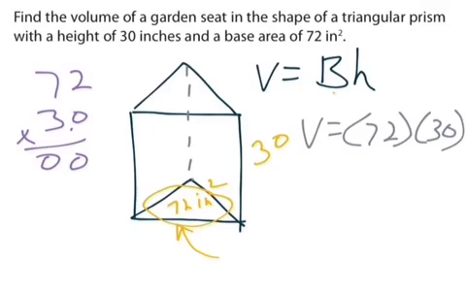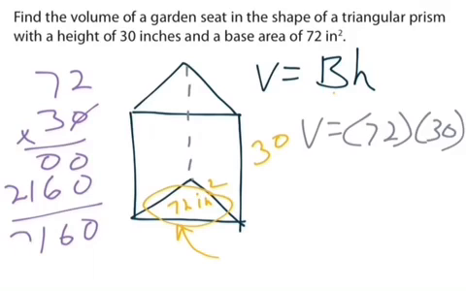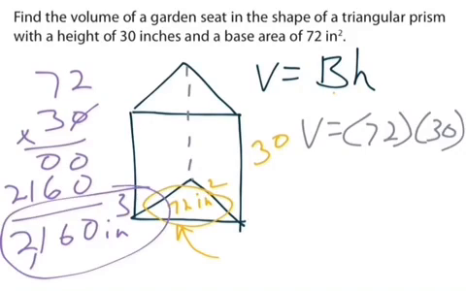0 and 0. Fill in my 0. 3 times 2 is 6. And 3 times 7 is 21. 0, 6, 1, 2. And I'm showing 2,160. And this would be inches cubed. So not too tricky on this one. But again, finding the area of the base, which is a triangle, and then multiplying it by the height.